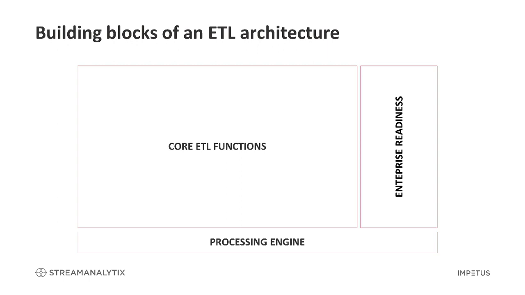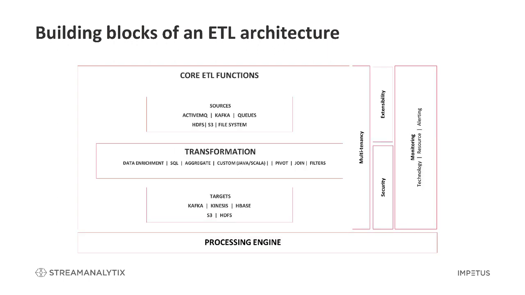Next is the processing engine. It is the one on top of which your core ETL functions will run. This is the backbone of any ETL tool. The enterprise readiness block refers to key functionalities needed by any tool to be adopted into an enterprise. For example, security. Let's talk about these blocks in detail.